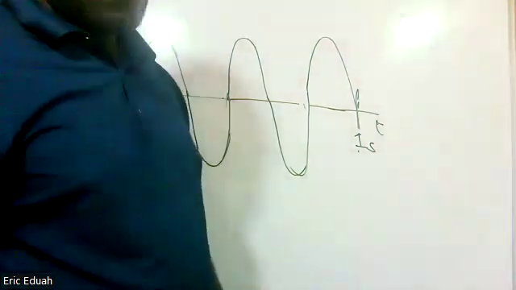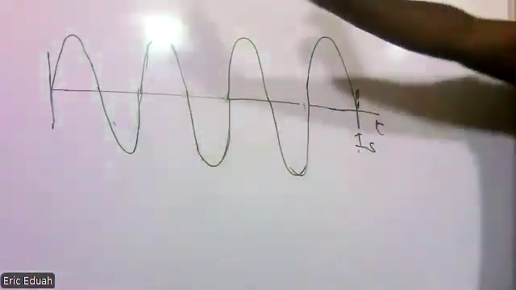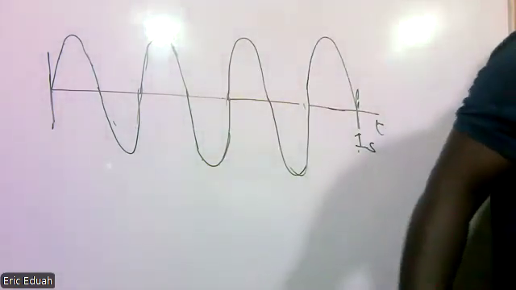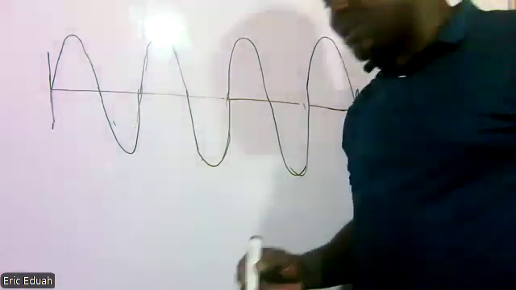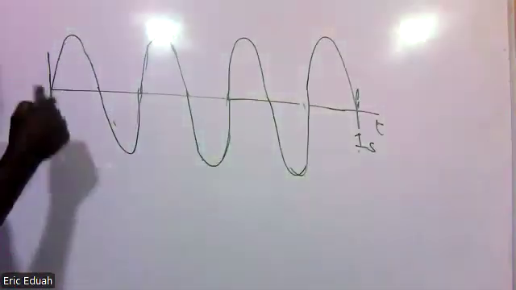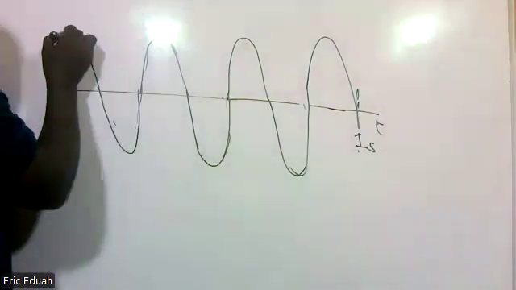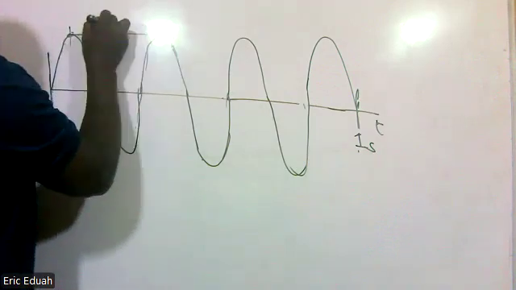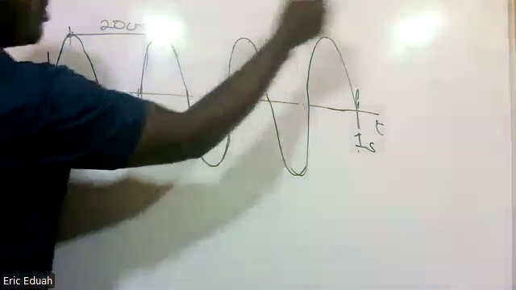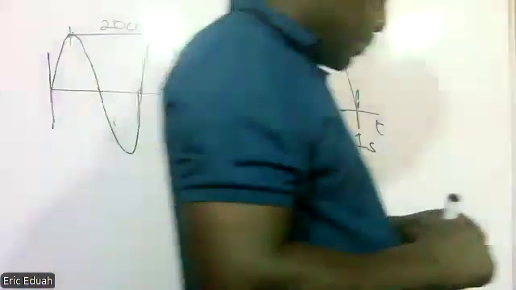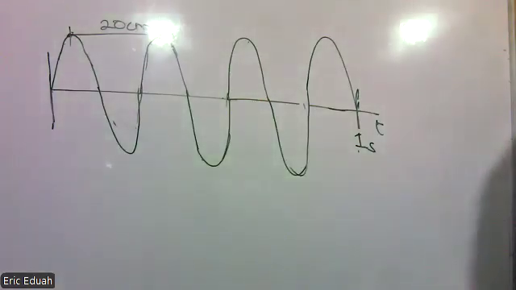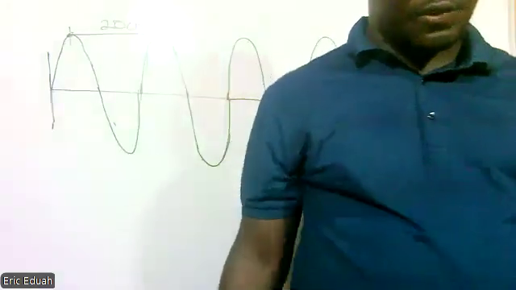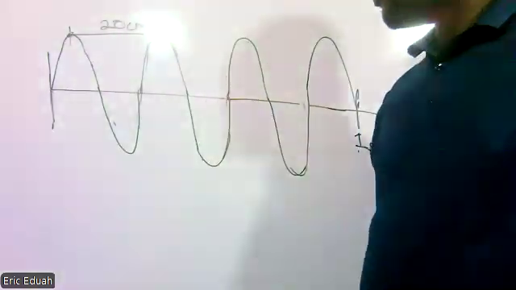Please, are we okay? And we are told that if the distance between any 2 successive crests is 20 centimeters, it can be this. This is 20 centimeters. Any 2 successive crests is 20 centimeters. Then calculate (i) the frequency, the period, and so on and so forth. So this is what will guide you.